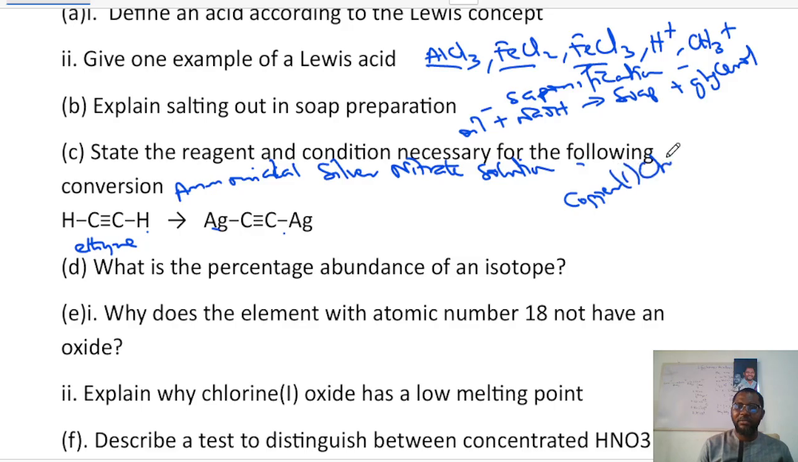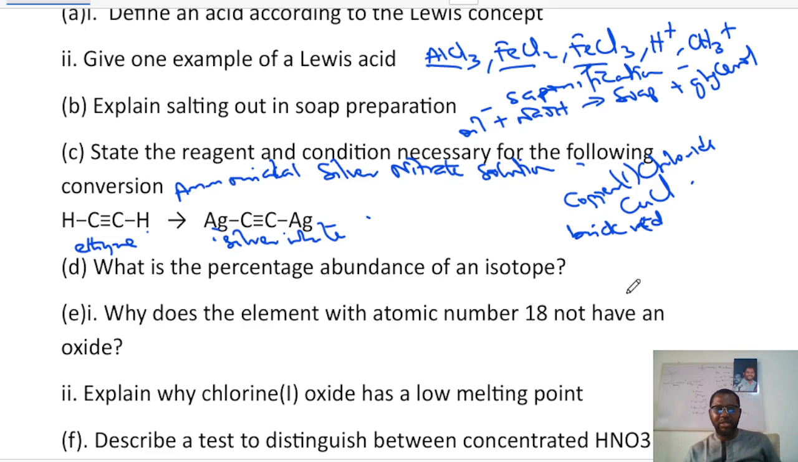Copper-1 chloride, that means CuCl. In the case of copper-1 chloride, this will be Cu. And this one here, with silver, is silvery white in color. But when copper is used, you are going to have brick red in color.